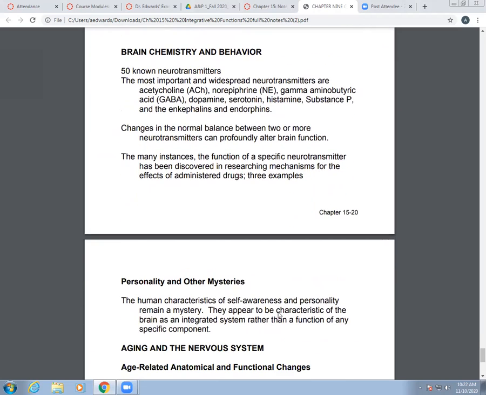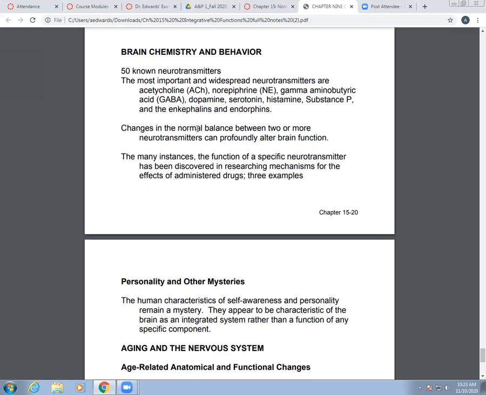Okay, brain chemistry. So here you have different neurotransmitters. We have about 50 that are known. Ones that are more common and widespread or more important: acetylcholine, norepinephrine, gamma aminobutyric acid or GABA, serotonin, dopamine, substance P, histamine, enkephalins, and endorphins.